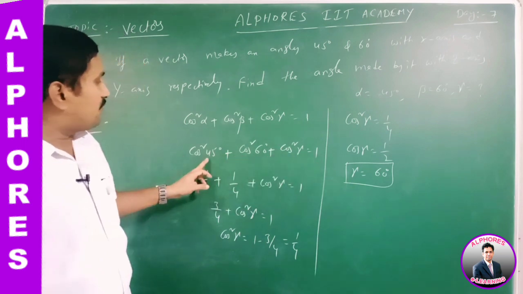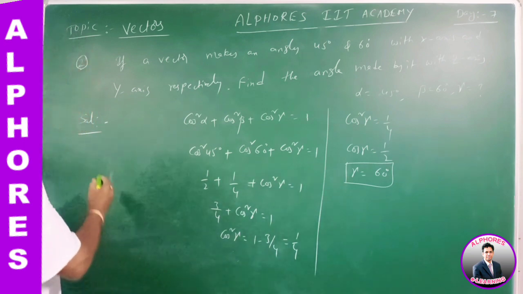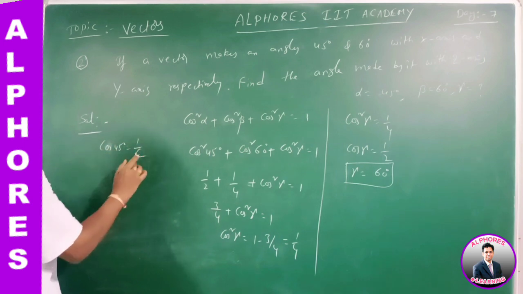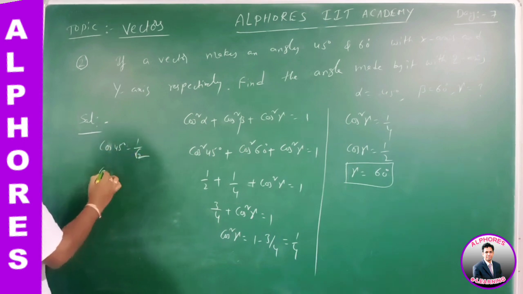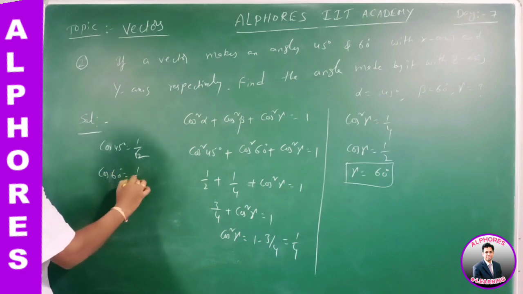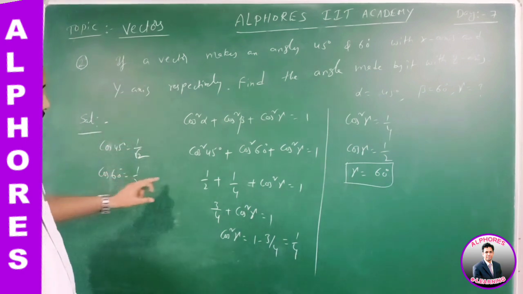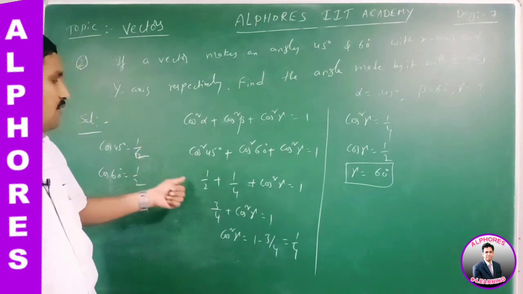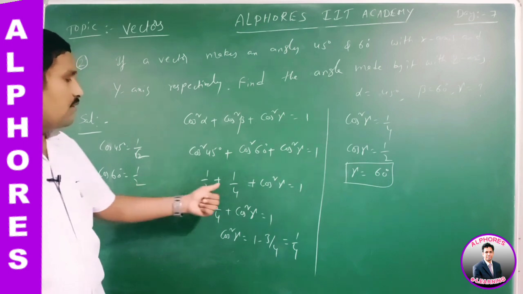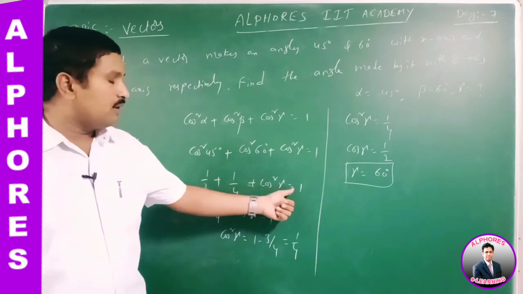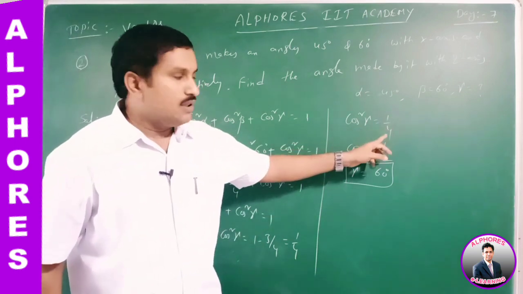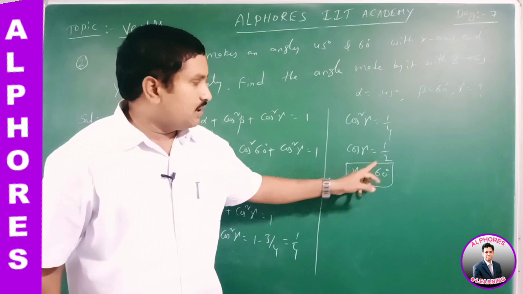Okay, cos 45 is equal to how much? We know this, 1 by root 2. Again, cos 60 is equal to how much? 1 by 2. Now these two values are substituted in the above equation: cos square 45 means 1 by root 2 whole square, and 1 by 2 whole square means 1 by 4, plus cos square gamma is equal to 1. By manipulating this equation, I got the value of cos square gamma is equal to 1 by 4. So cos gamma is equal to how much? 1 by 2. Therefore, gamma is equal to how much, the answer?